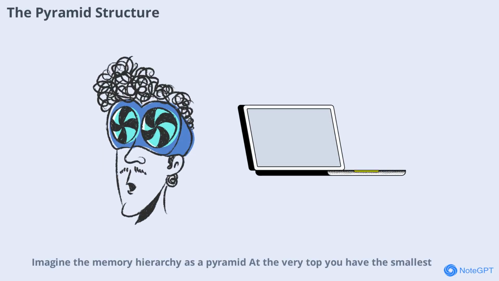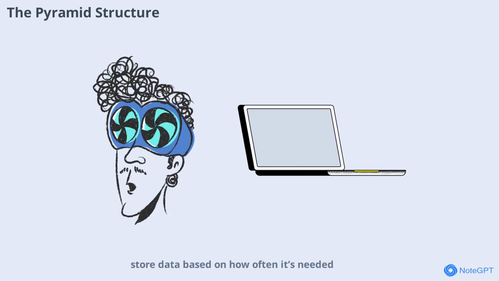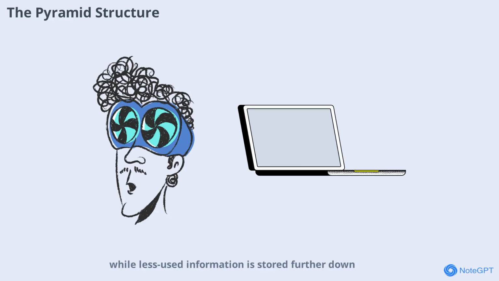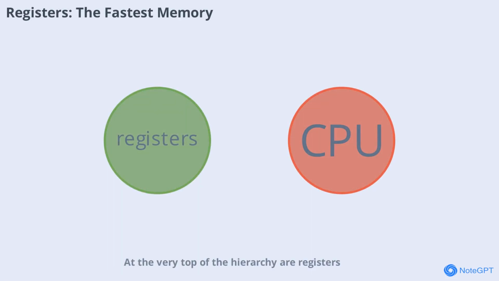Imagine the memory hierarchy as a pyramid. At the very top you have the smallest, fastest, and most expensive memory. As you move down, memory becomes larger, slower, and more affordable. This pyramid structure helps computers decide where to store data based on how often it's needed. The closer a memory type is to the top, the faster the processor can access it. This arrangement ensures that the most critical data is always within easy reach, while less used information is stored further down.